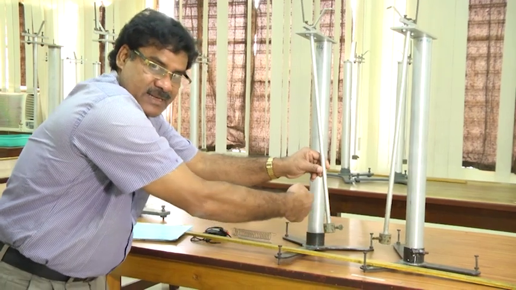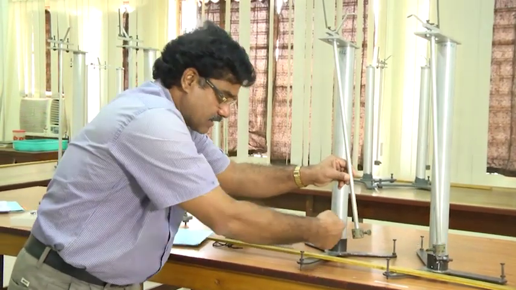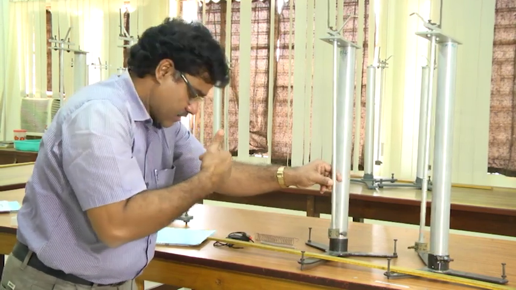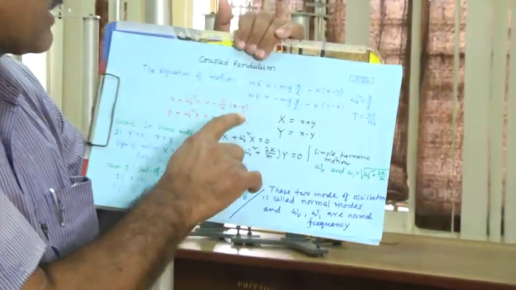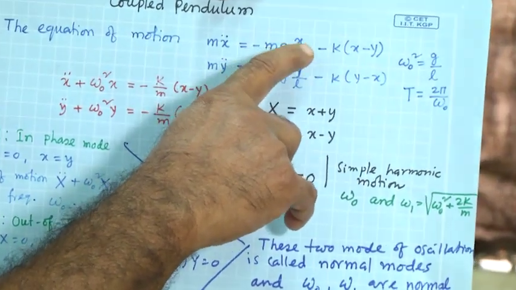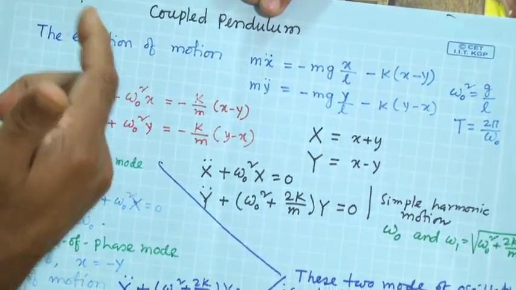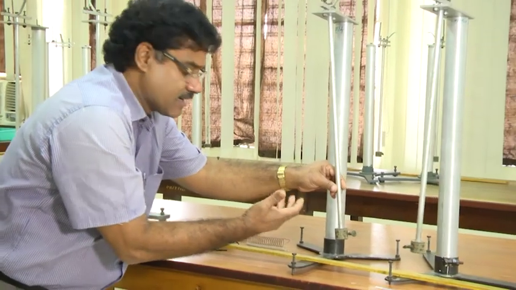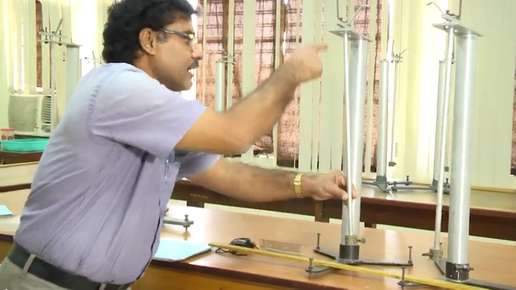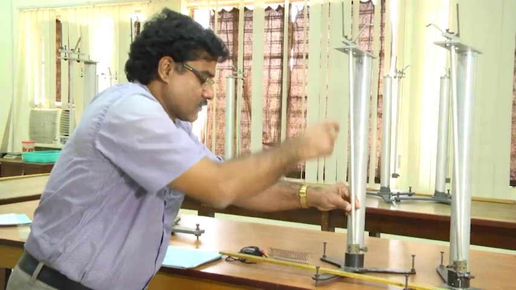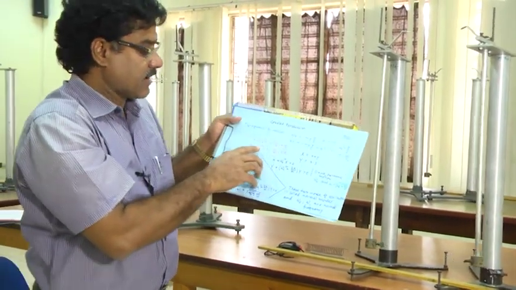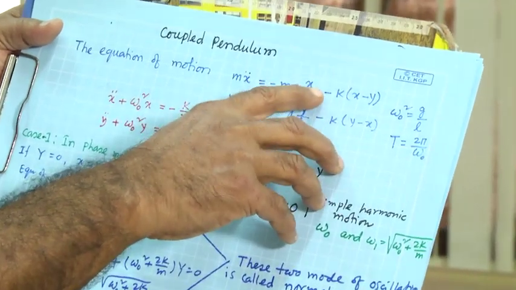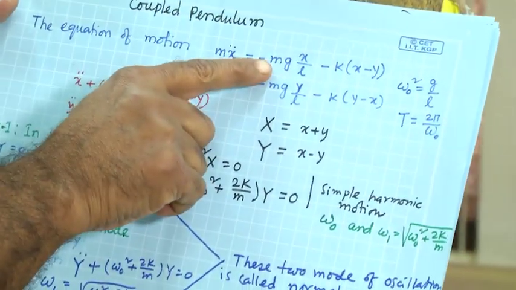So, mg sin theta is basically the restoring force, and its direction is opposite to the displacement. That is why the negative sign is there, minus mg sin theta. Sin theta for small theta you can take as tan theta or theta. If this angle is theta, then tan theta is x by L. That is why it is mg x by L, and the minus sign is there because the restoring force works in the opposite direction.